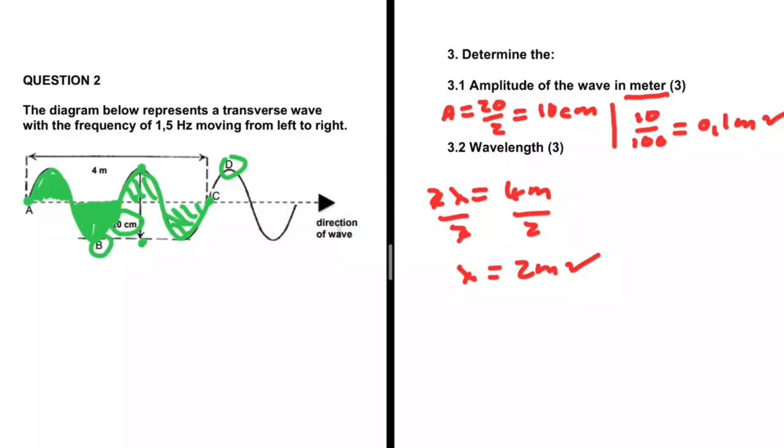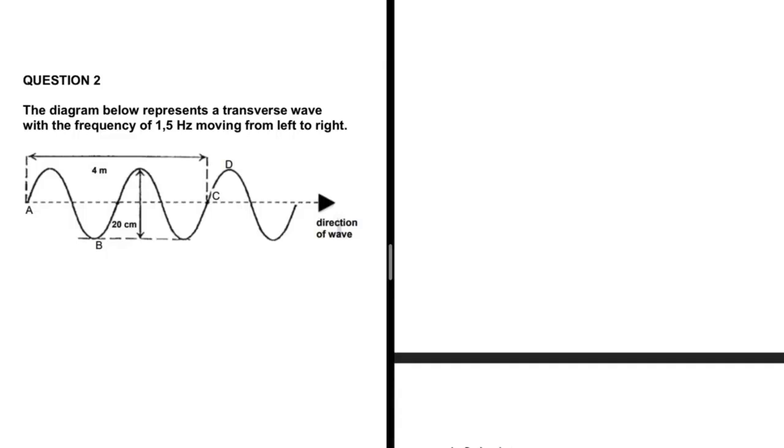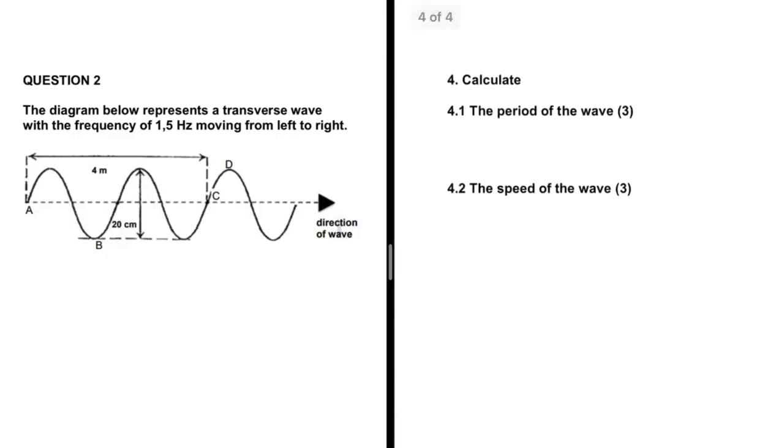Right, so let's be aware of these types of situations in the exam. Most of the time, you're not going to be given the amplitude or the wavelength. You have to do some calculations to determine it. But anyway, moving on. Question 4.